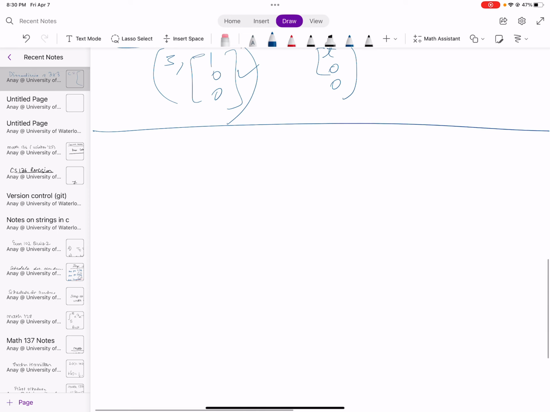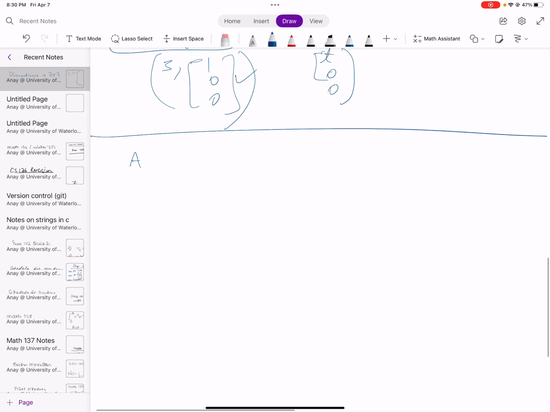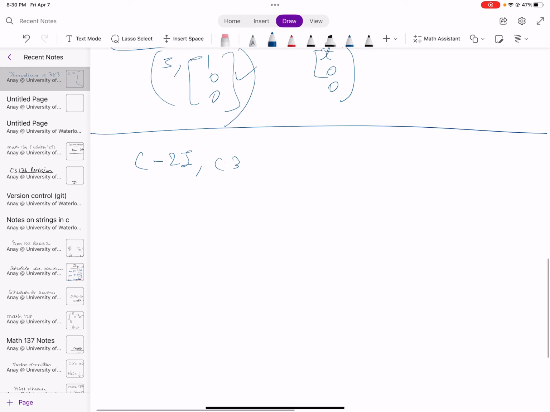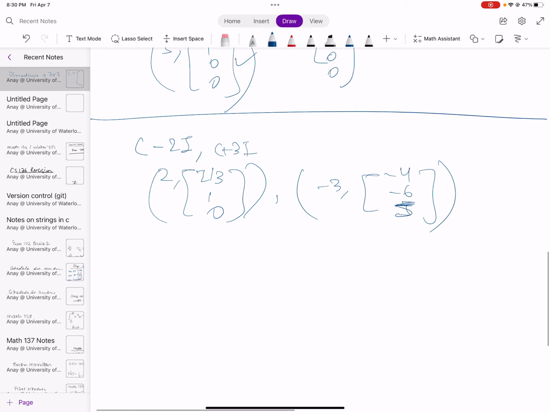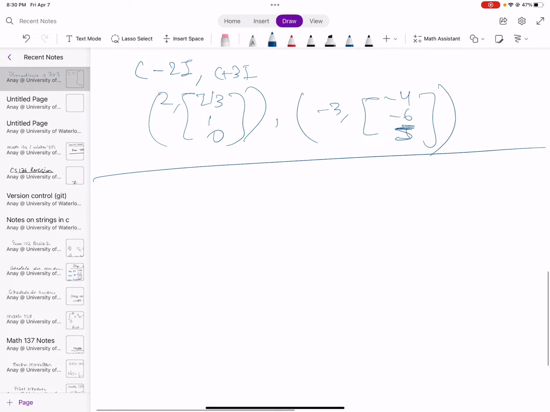Now similarly, we could find the eigenvectors for the other two eigenvalues by finding, in our case, C minus 2I and C plus 3I. So for this we would have 2/3 1 0. This is this beforehand, and I would get minus 3 minus 4 minus 6 5. So these would be our corresponding eigenspaces.